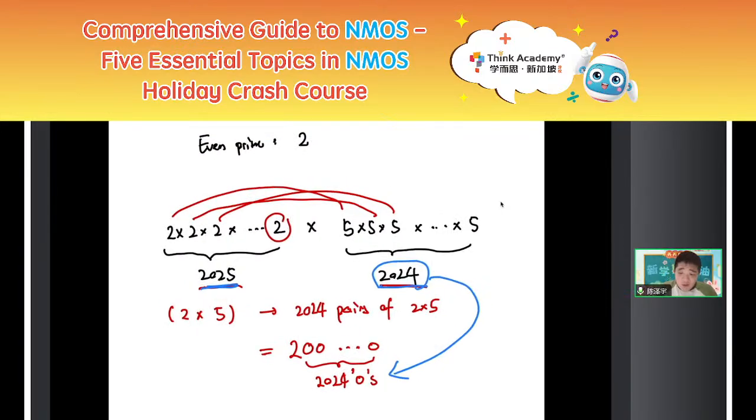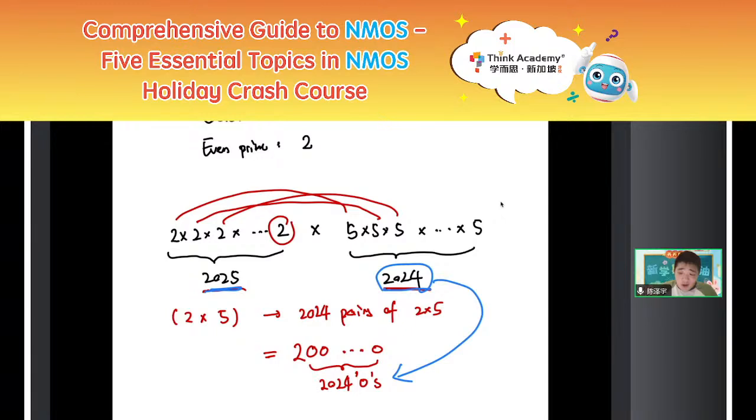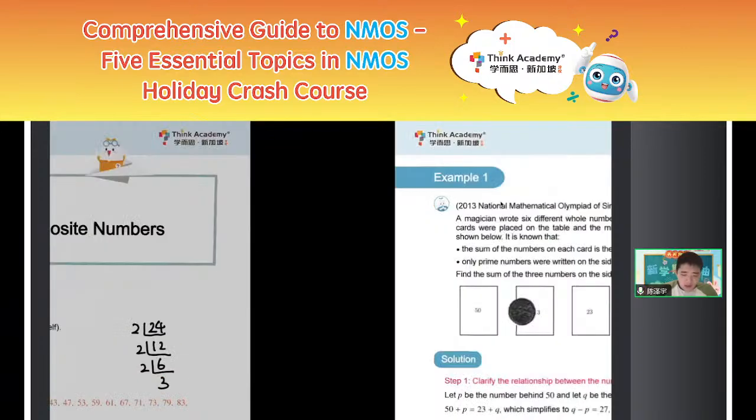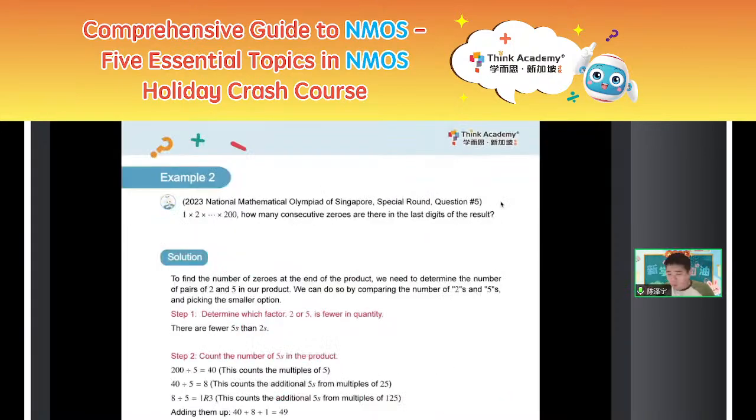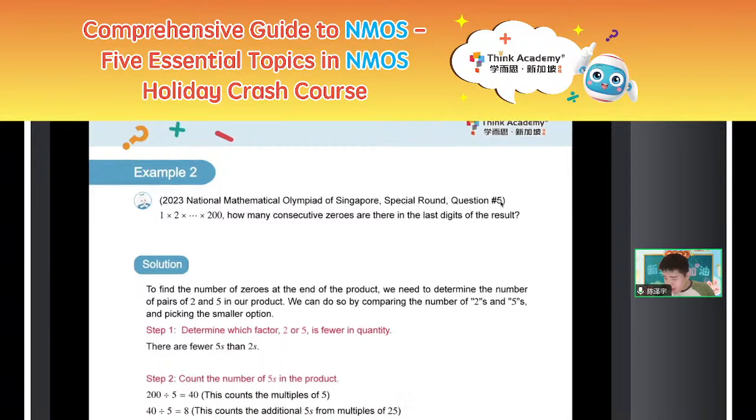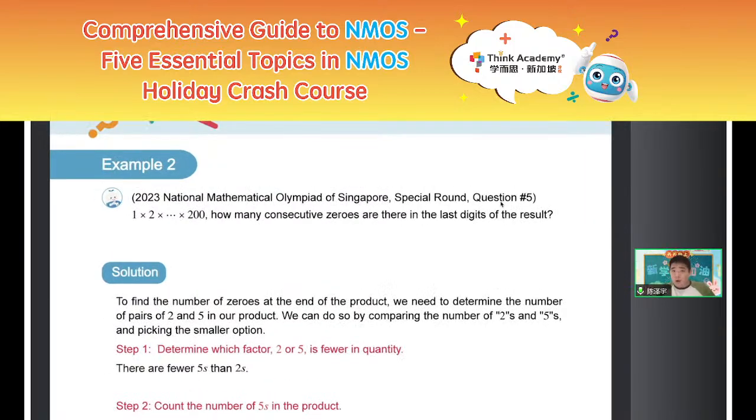So that's why let's move on to example 2. That is, if I multiply from 1 to 200, all right? How many consecutive zeros are there at the end of the result? Now, from the last example, we already see that all we need to do is to compare the number of twos and the number of fives, right? Which one is less?